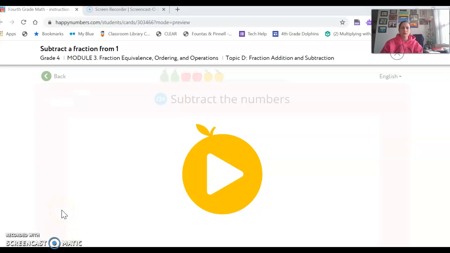All right, so today we're going to talk about subtracting mixed numbers, and not ones that are just the normal subtractions. We're going to be focusing on the ones that you have to rename because there's not enough in the numerator to subtract from. So we're going to start with subtracting fractions from 1.